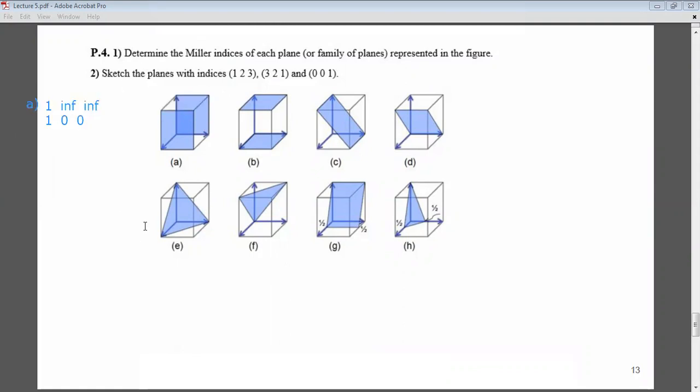Now, part B. Remember that to find the Miller indices, you find the intercept and then you do the reciprocal. Okay. If there is no intersection, if the plane doesn't cut a certain axis, then you put infinity over there. Then it means that the plane is parallel to that axis, then it is infinity. Okay, so you put infinity. Now let's do part B.